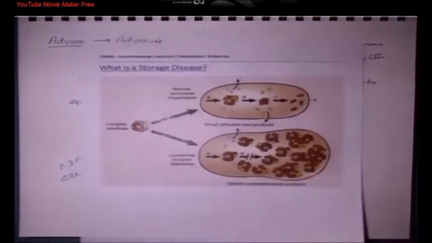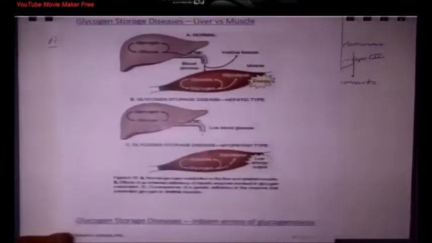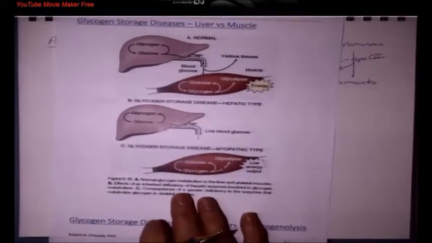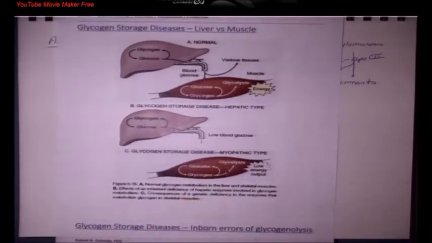Now, the first one we need to talk about are glycogen storage diseases. So glycogen storage diseases, you might think that they're typically either you cannot store glycogen, let's say a deficiency in glycogen synthase, or it's a deficiency in glycogenolysis, so a deficiency in glycogen phosphorylase. Remember I said that enzyme was going to be real important to you.